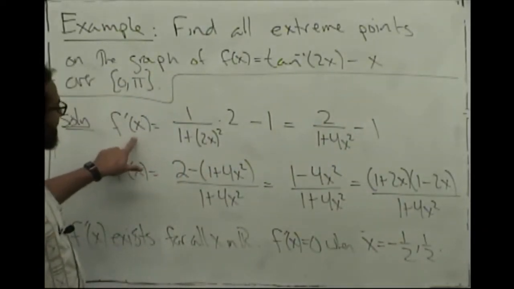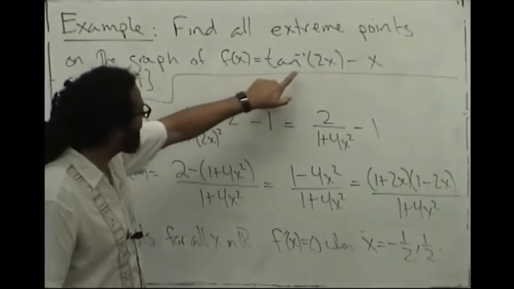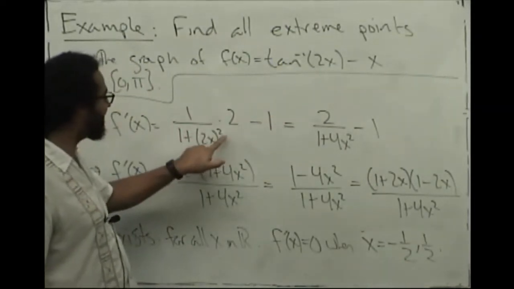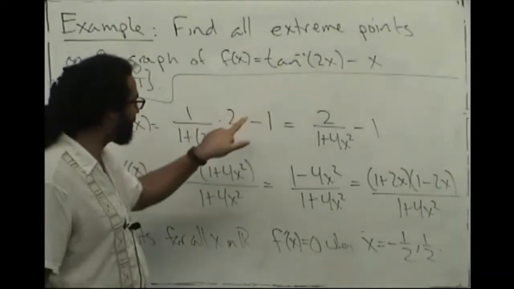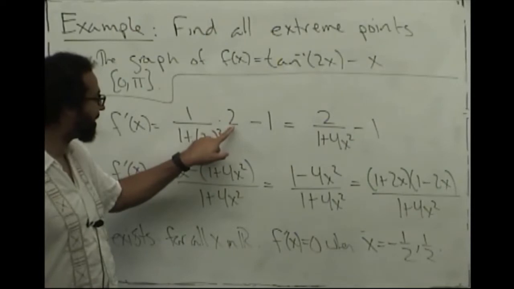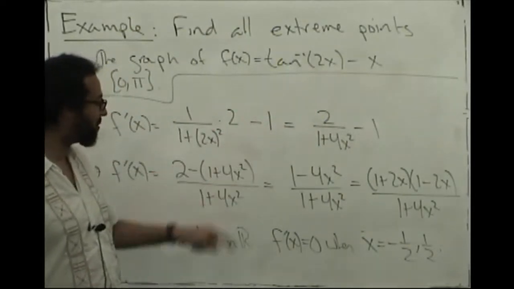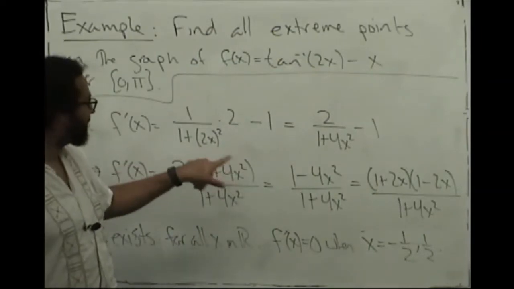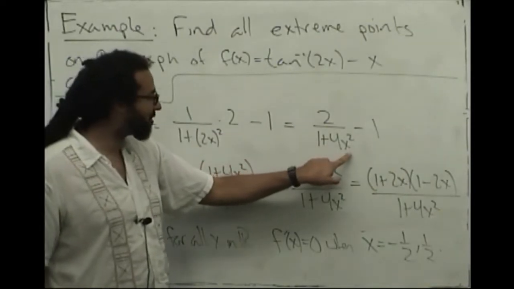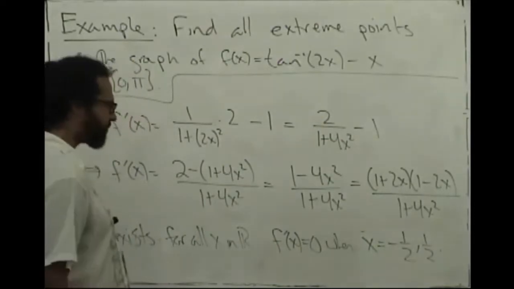Well, take the derivative. So the derivative of tangent inverse of 2x, right, it's 1 over 1 plus the thing in the parentheses squared, and then tack on the derivative of the thing in the parentheses. So here we get 1 over 1 plus (2x) squared, and then multiply by 2, and then the derivative of x is just 1, so we subtract 1. So if you like, you can write this fraction as 2 over 1 plus 4x squared, right, if I square everything in the parentheses, and then subtract 1.